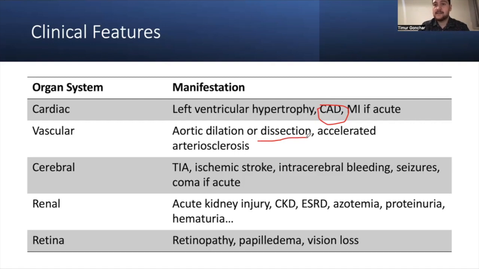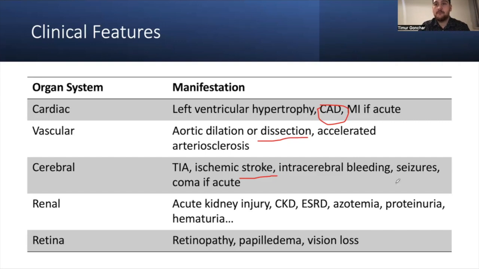For CNS, there is increased risk for TIA or transient ischemic attack, and for both types of strokes, ischemic and hemorrhagic ones. And you have to know for your Step 2 exam mostly that hypertension is the single most important risk factor for stroke. It is hypertension. The stroke is also one of the things you might see in a patient with hypertensive emergency.